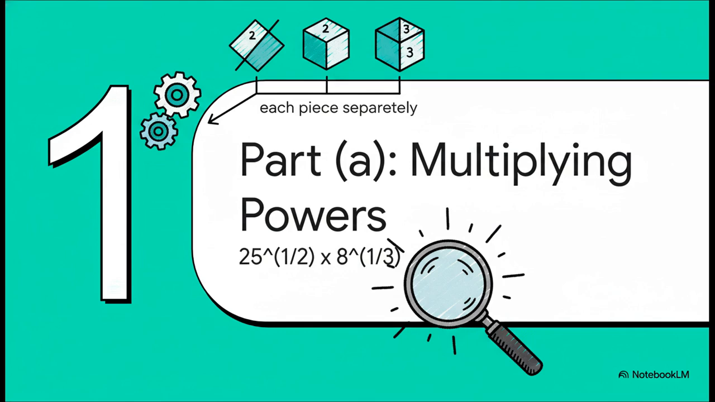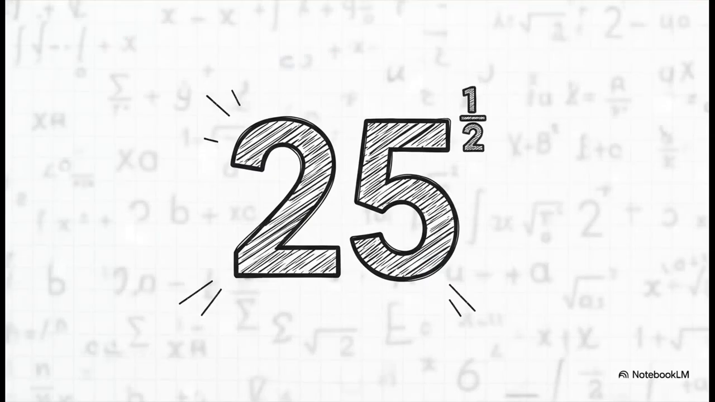So let's start with part A. We've got 25 to the power of a half times 8 to the power of a third. Now, the trick here is not to panic and look at the whole thing at once. Just deal with each piece separately. Okay, let's zoom in on that first bit, 25 to the power of 1/2. See? By breaking the problem down like this, it already feels way less overwhelming.